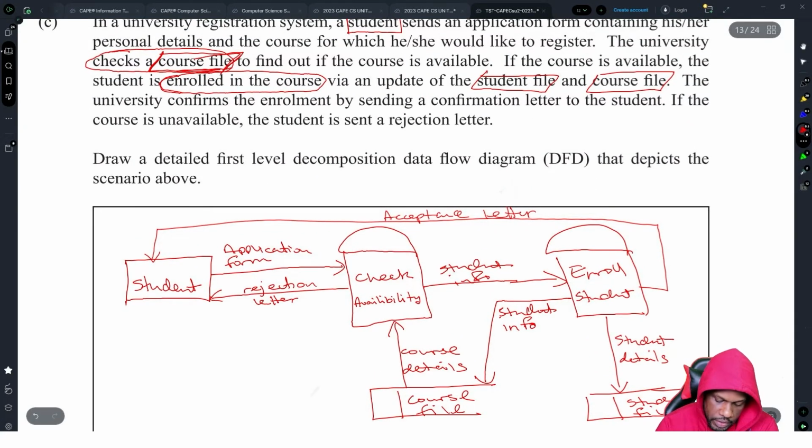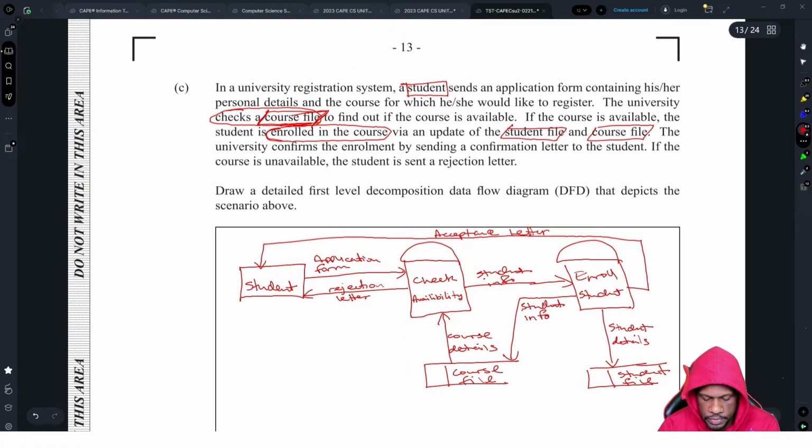Every time we do a data flow diagram, check through your diagram to see if you covered everything that's in the paragraph. So let's see. In a university registration system, a student sends an application form containing his or her personal details. The university checks our course file to find out if the course is available. If the course is available, the student is enrolled in the course, so we send the student info to enroll in the course via an update of the student file. The university confirms the enrollment by sending a confirmation letter to the student if the course is unavailable. Yeah, I think that's it.